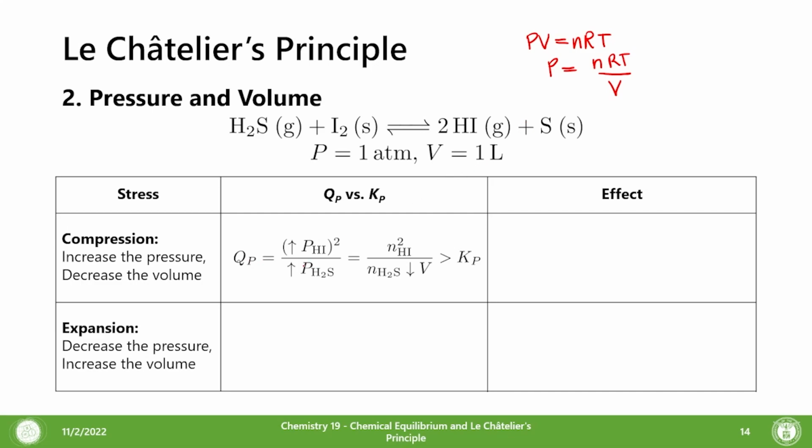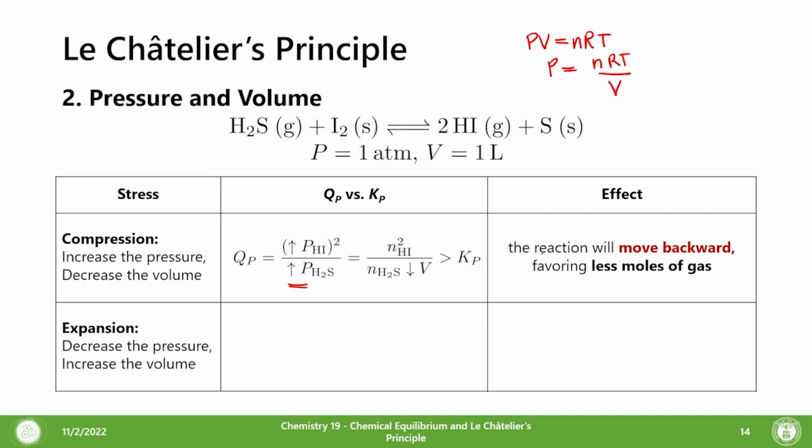Okay, so if we increase the pressure of H2S and increase the pressure of hydrogen iodide, the exponent will also increase because it's squared, no? And therefore, Qp will actually be much higher than Kp. By increasing the pressure, we actually favor the decrease of the number of moles. Okay?